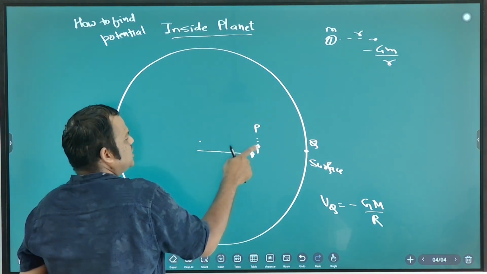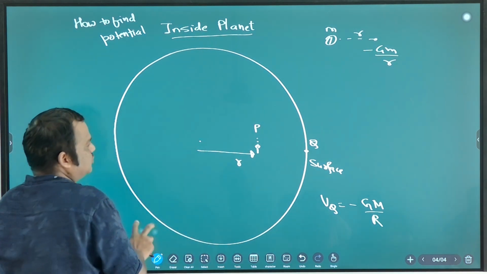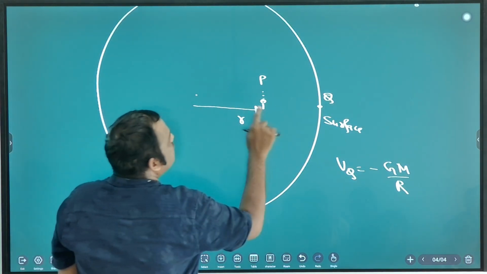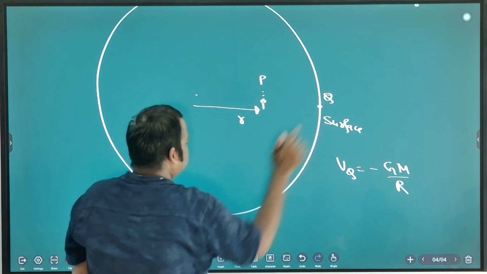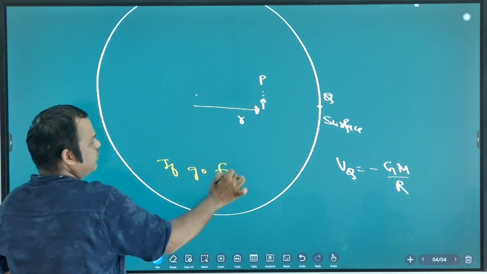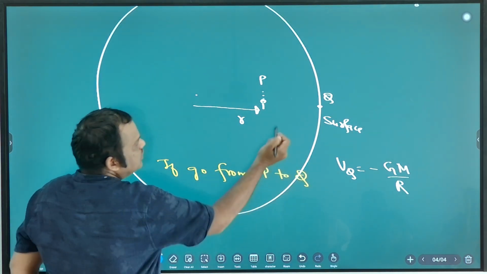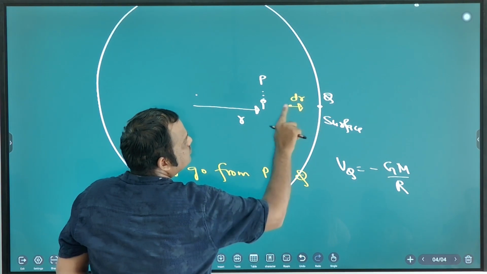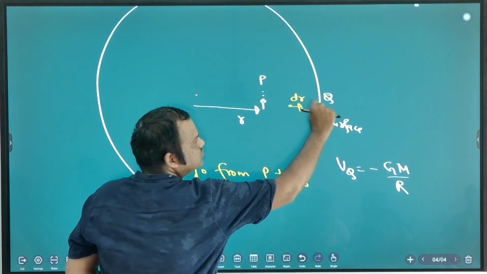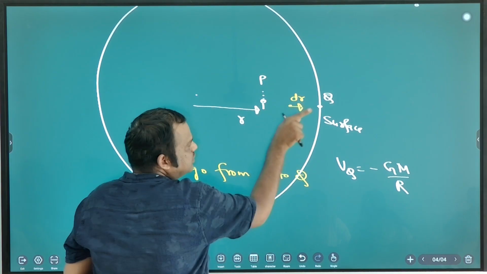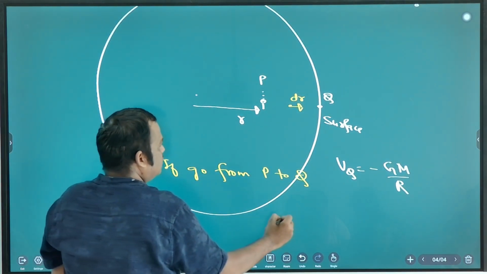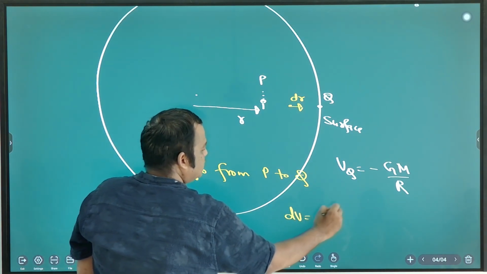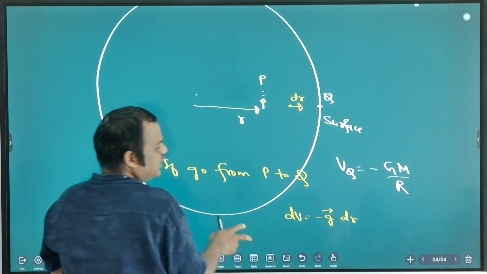Now what is the potential at P? We are finding it, so we'll do a derivation now. Suppose I am going from P to Q, and I move a very small displacement dr. So the change in potential dV is equal to minus g vector dot dr.